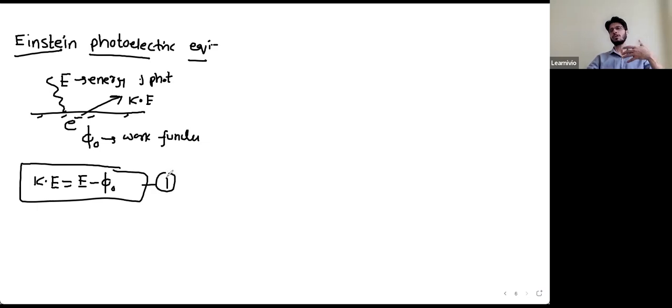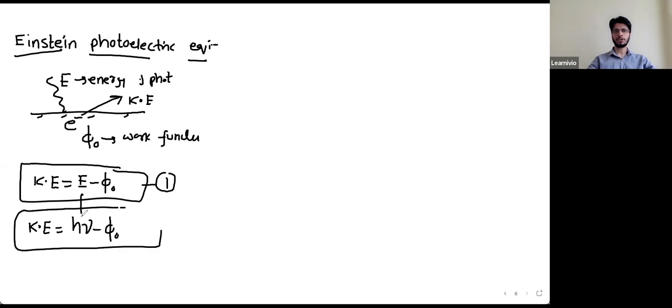Now you can convert this equation into many forms. The first variation is you can play with energy. You can write your energy as h nu, so it will be h nu minus phi naught. What is nu? Nu is the frequency of radiation. This is the frequency of incident radiation.